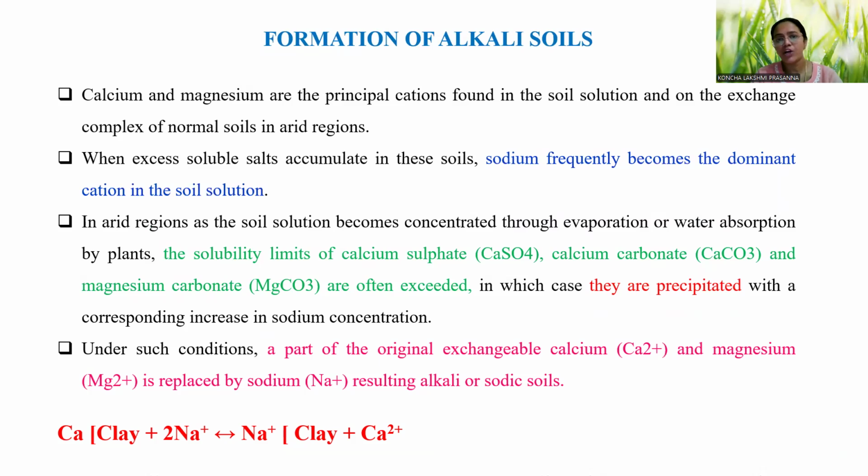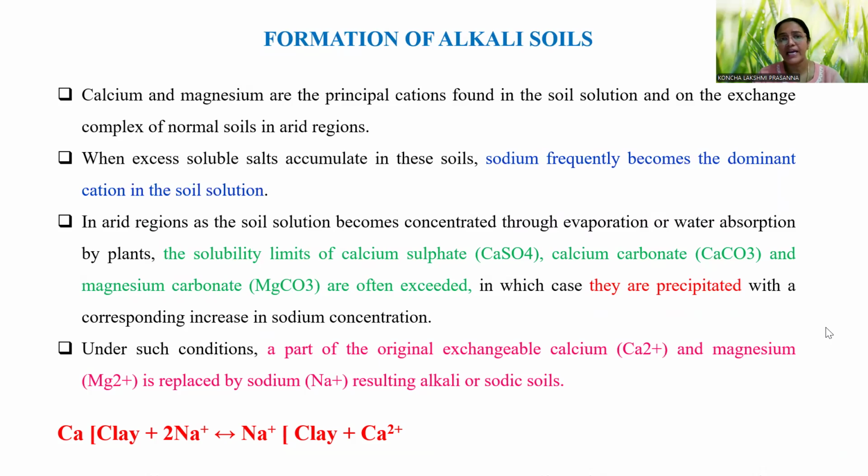When excess soluble salts accumulate in these soils, sodium becomes the most dominant cation in the soil solution. In the arid region, when the soil solution becomes concentrated through evaporation or water absorption by the plants, the solubility limits of calcium sulfate, calcium carbonate and magnesium carbonate are exceeded and they precipitate, so sodium concentration becomes dominant. Under such conditions, a part of the exchangeable calcium and magnesium is replaced by sodium, resulting in the formation of alkali soils or sodic soils.